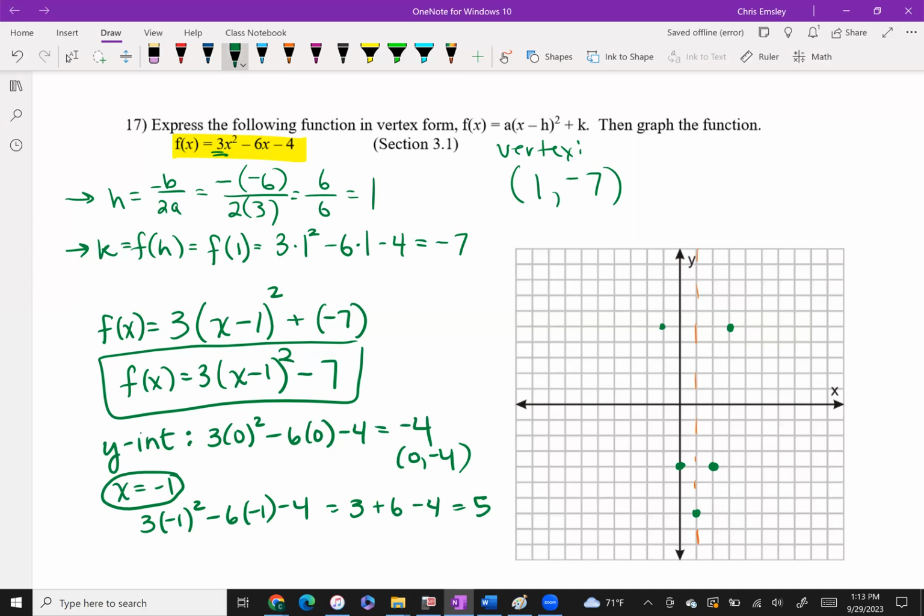So that gives us a great setup for graphing our nice little parabola. As smooth as you can make it. There we go.